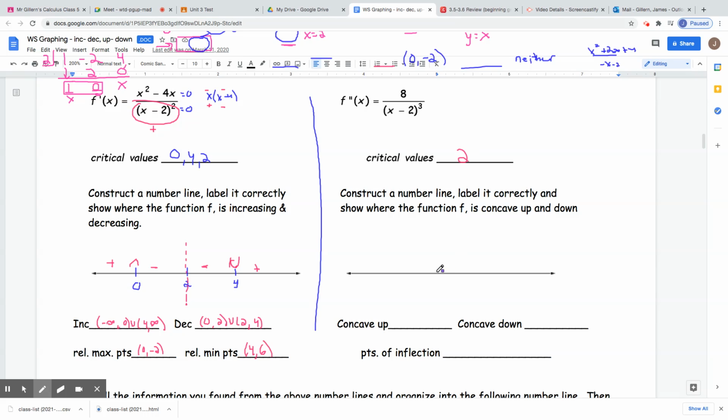We only have one critical value. Love when there's only one critical value. And it happens to be 2. Don't forget that is an asymptote.